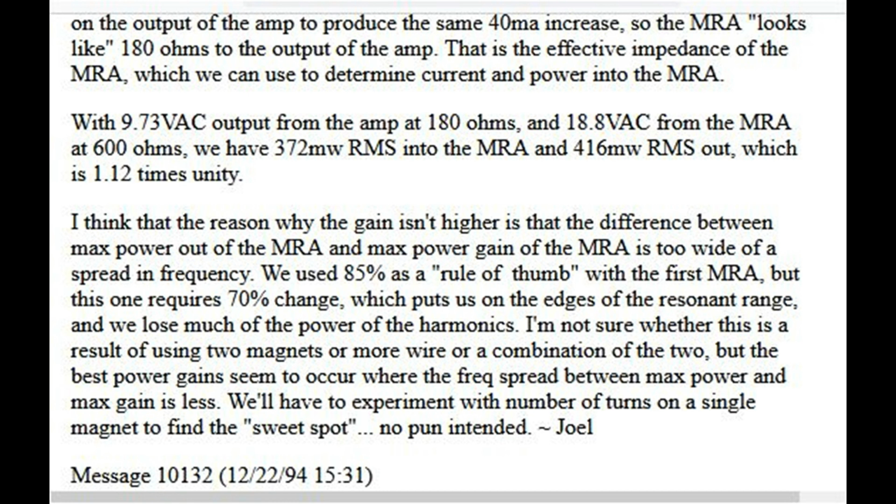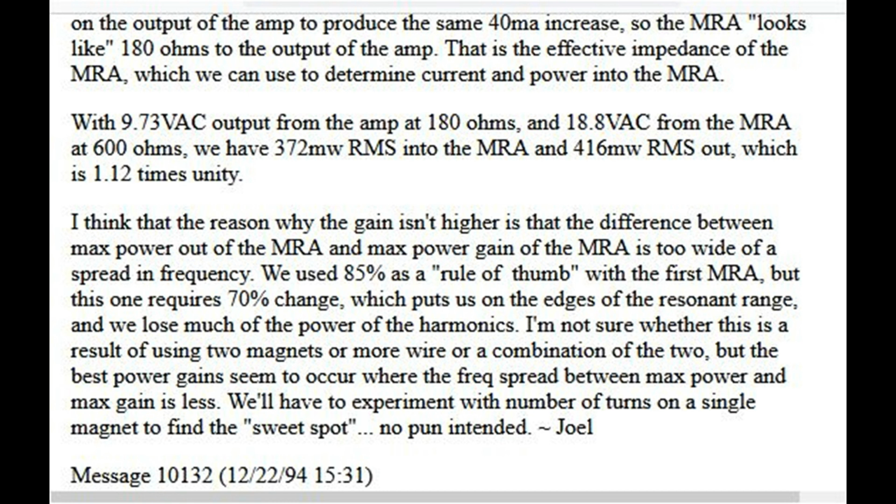With 9.73 volts alternating current output from the amp at 180 ohms, and 18.8 volts alternating current from the MRA at 600 ohms, we have 372 mW RMS into the MRA and 416 mW RMS out, which is 1.12 times unity.